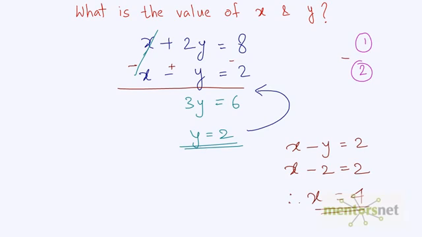Now to verify that you have got the correct values of x and y, you have to put these values in any one of these equations, and if the left hand side comes out as equal to the right hand side, then you have correctly found out the values of x and y. So if you put the value of y as 2 and the value of x as 4 in equation number 2, 4 minus 2 gets 2. So we found out the correct values of x and y.